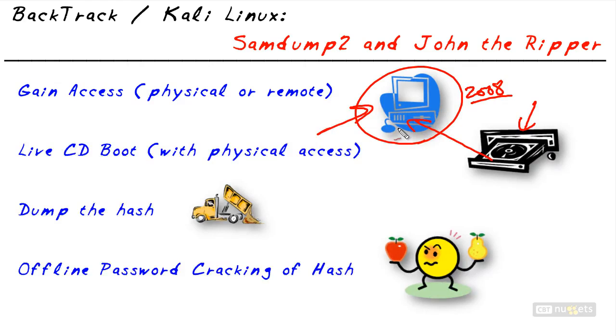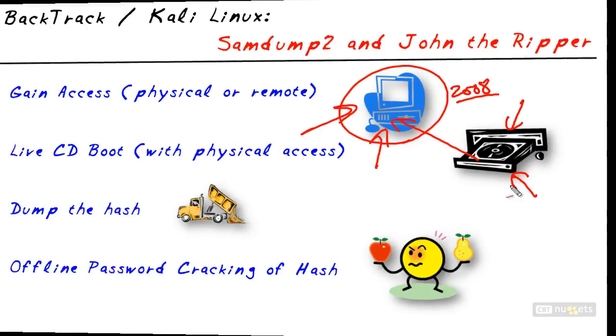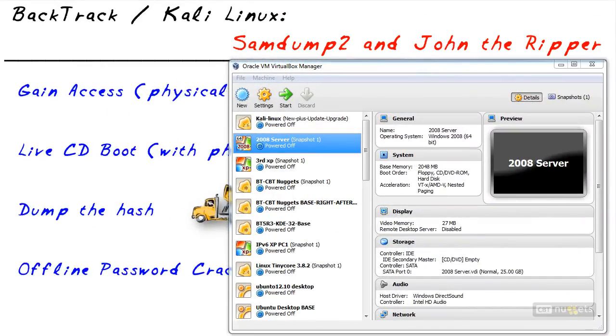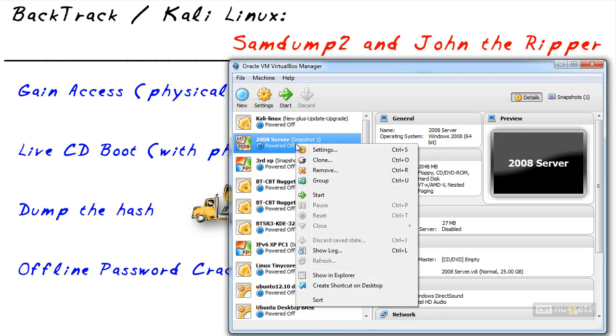So here's what we're going to do. In VirtualBox, which I'm using, we're going to tell this virtual machine that it should have a live CD inside of its virtual CD player, and we're going to boot off of it. So let's lay out the playing field here for a moment. I'm using VirtualBox from Oracle as my hypervisor for emulating the hardware that this Windows 2008 server thinks it's running on. And I'm going to right-click and go to Settings. I could also simply highlight this and go to Settings up here.